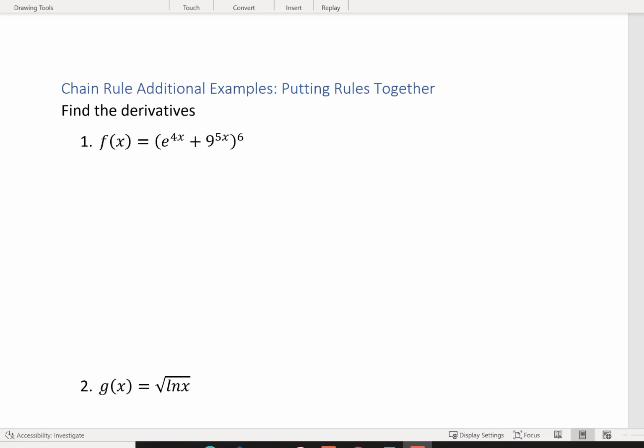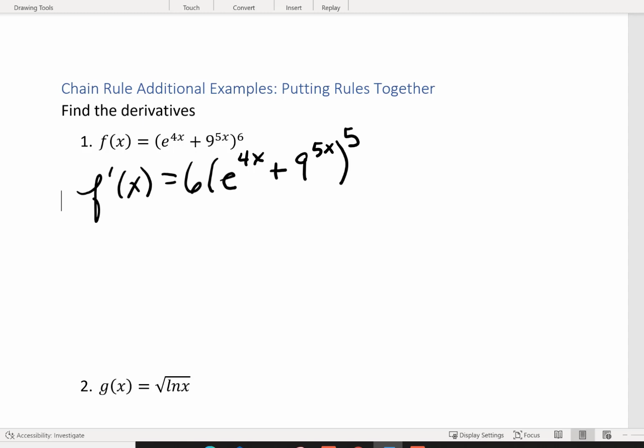We'll start with f of x is e to the 4x plus 9 to the 5x to the power 6. The power 6 is the pusher. It's the one that's most important. So when I go to take the derivative, I'm going to start with f prime of x. I'll bring the 6 down. So first time through, I leave e to the 4x plus 9 to the 5x. And I change that power to a 5. So first I'm dealing with the power rule. So power comes down, it reduces by 1.